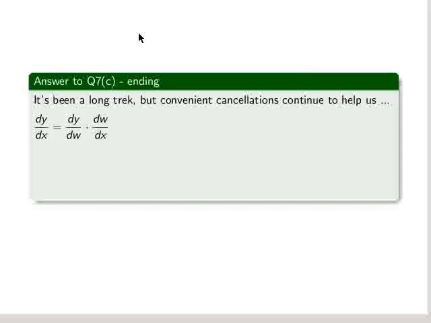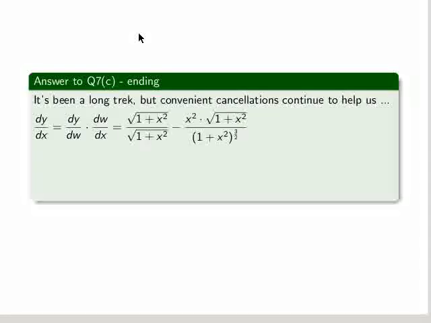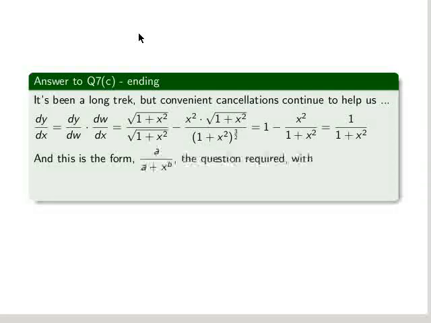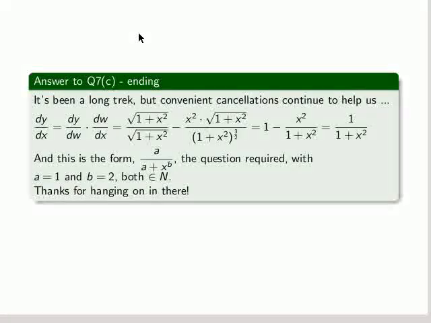It's been a long trek, but convenient cancellations continue to help us. So we're applying the chain rule. We have to multiply the square root of 1 plus x squared by our previously found dw dx, and we get that expression, which simplifies to 1 minus x squared all over 1 plus x squared, which is 1 over 1 plus x squared. And this is the form a over a plus x to the power of b, the question required, with a equal to 1 and b equal to 2, which are both elements of the natural number set. So, thanks for hanging on in there.